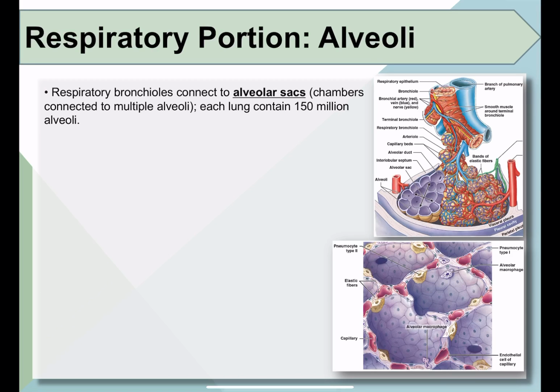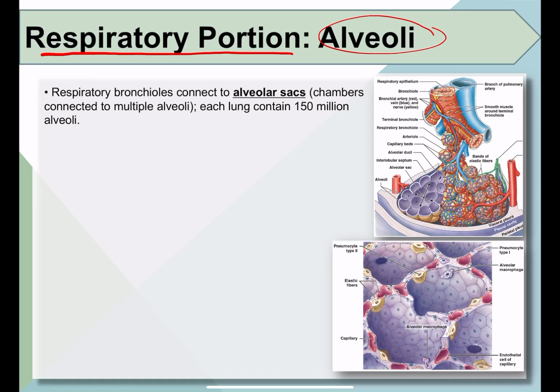Okay, welcome back to part 2 of chapter 23 on the respiratory system. We just got done talking about the structural anatomy of the conducting portion of the respiratory airway, from your nose and trachea all the way down to your respiratory bronchiole. Now we're finally getting into the respiratory portion of the respiratory system, which is our alveoli. A very important, critical structure that allows us to breathe.